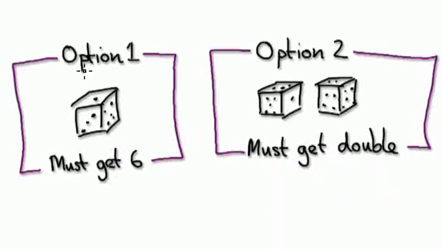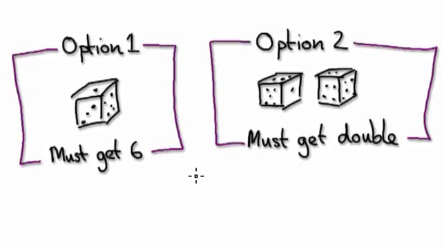So, which is easier to do? Is it throwing one die and getting a 6, or throwing two dice and you must get a double? Which is easier to do? You see, to answer this question, you really have to use probability here.